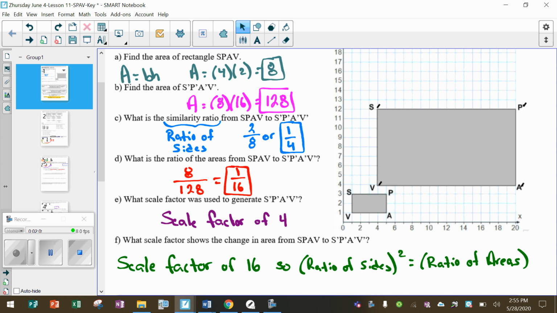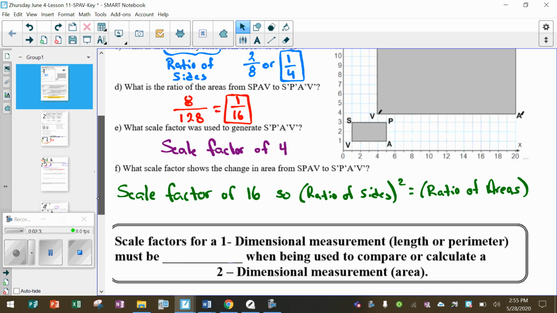Now, if you think about dimensional analysis, this makes sense. Side lengths are one-dimensional measurements, lengths. Area is a two-dimensional measurement. That's why when we do area calculations, we say square feet, two-dimensional. Square meters, two-dimensional. Square inches, two-dimensional. So we square the one-dimensional comparison in order to get to the two-dimensional calculation.